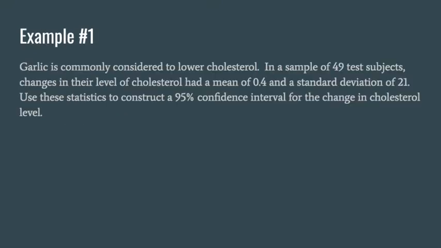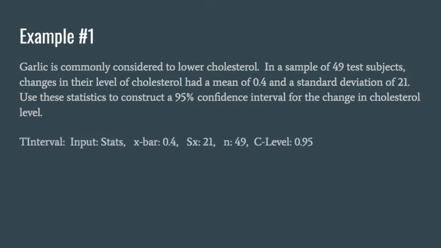So for example 1, we have garlic is commonly considered to lower cholesterol. In a sample of 49 test subjects, changes in their level of cholesterol had a mean of 0.4 and a standard deviation of 21. Use these statistics to construct a 95% confidence interval for the change in cholesterol level. So we're going to use T interval. We're going to tell it stats because we were given the mean and the standard deviation instead of raw data. X bar is 0.4, Sx is 21, N is 49, and our confidence level is 0.95. That should give you a confidence interval of negative 5.632 to 6.4319.